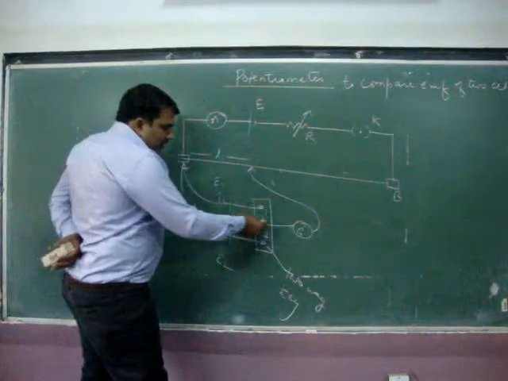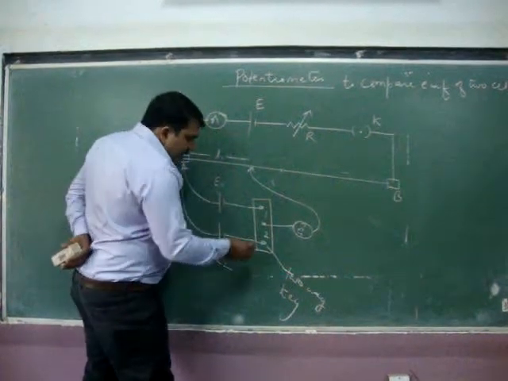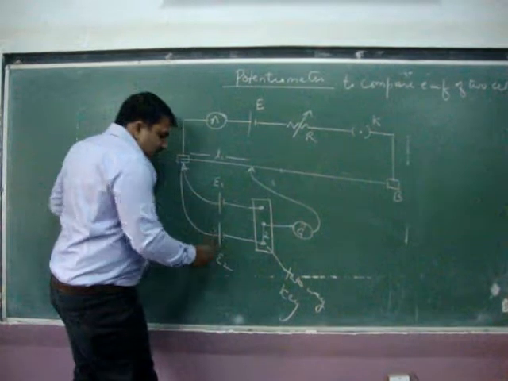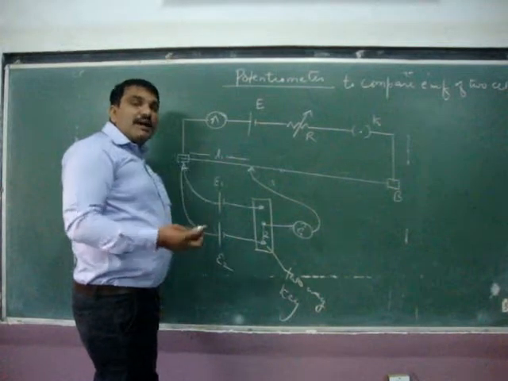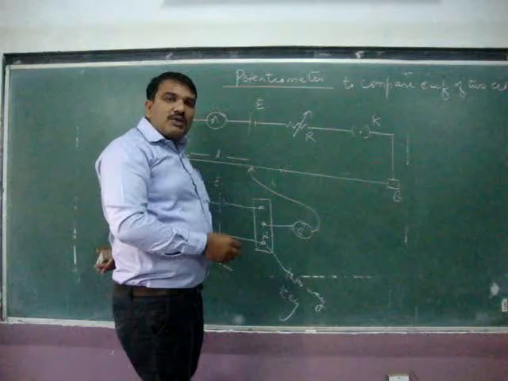Similarly, if you remove the plug from gap 1 and insert the plug in gap 2, this cell comes in the circuit, and you will have to find the null point by providing the contact of the jockey with the potentiometer wire.